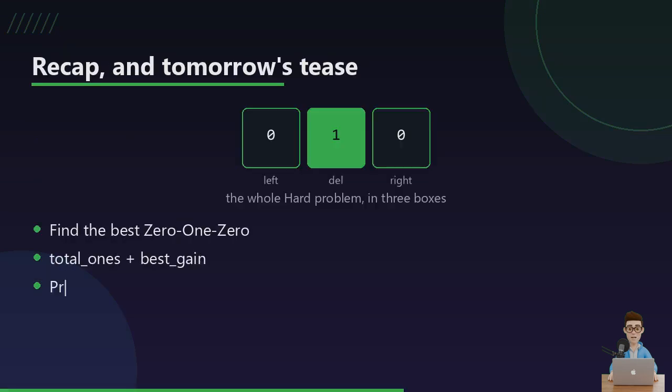Remember the sandwich that broke brute force. Now you see, it was never hard. One pattern, pre-compute the gains, clip 2 edges, done.